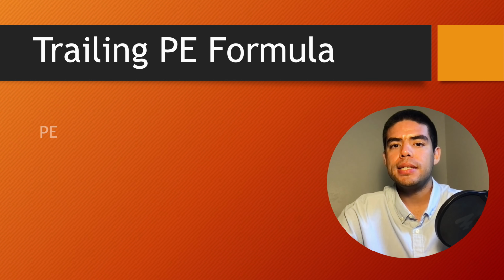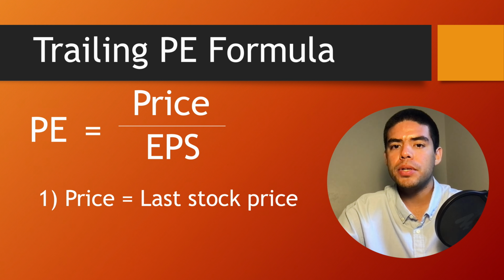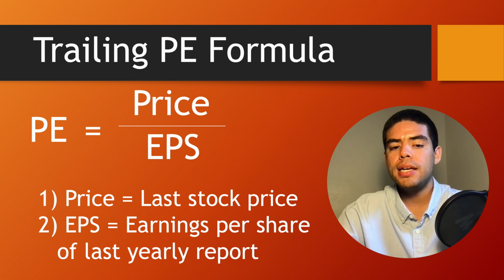Trailing PE is the price to EPS of a company based on its last yearly report. Price is going to be the last stock price, and the EPS is equivalent to the earnings per share of the last yearly report. So for example, this video is being recorded midway 2024. So the most recent full data available for this year is from the 2023 balance statement, since all 4 quarters of the 2023 data is provided there.